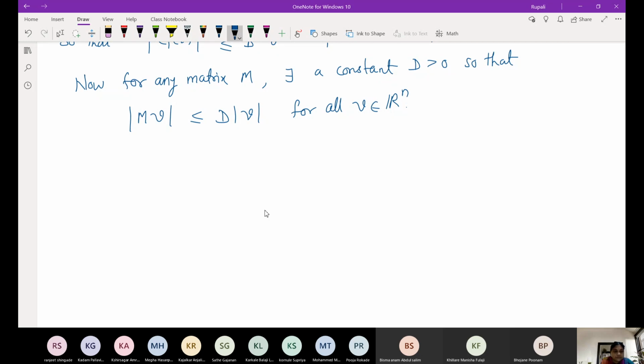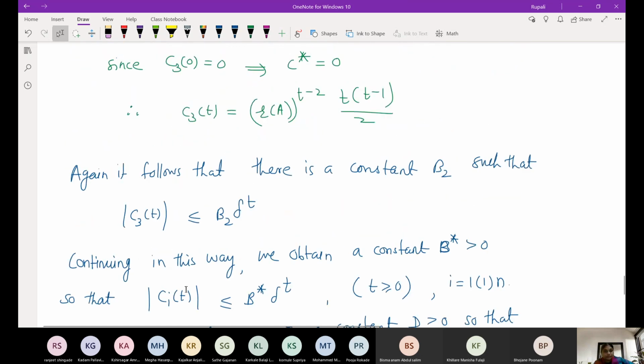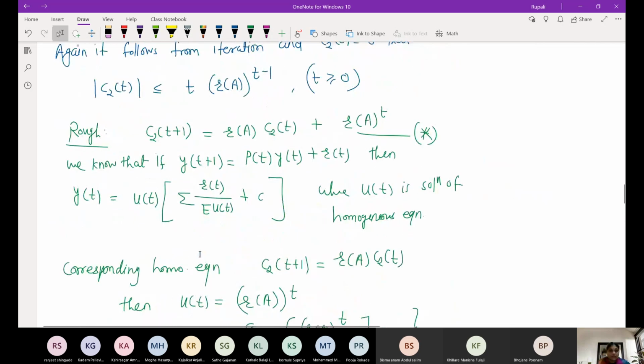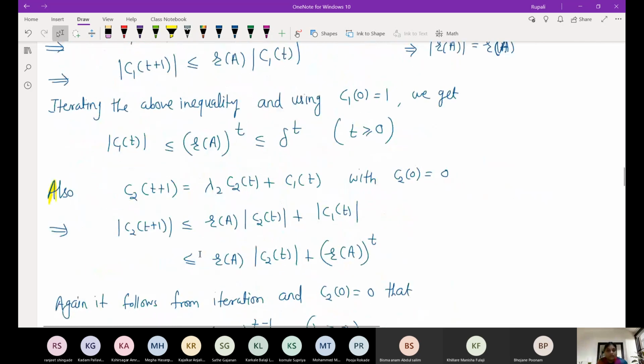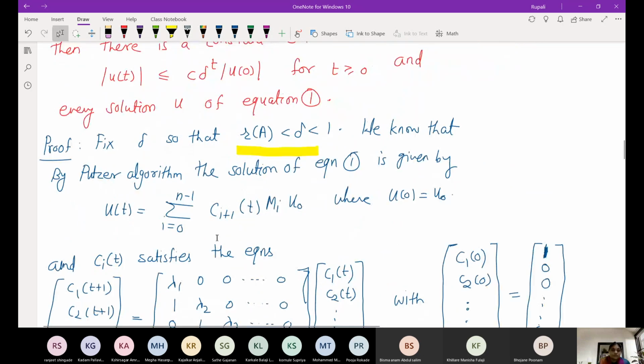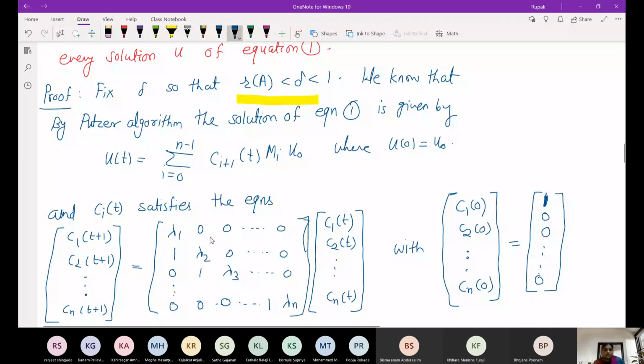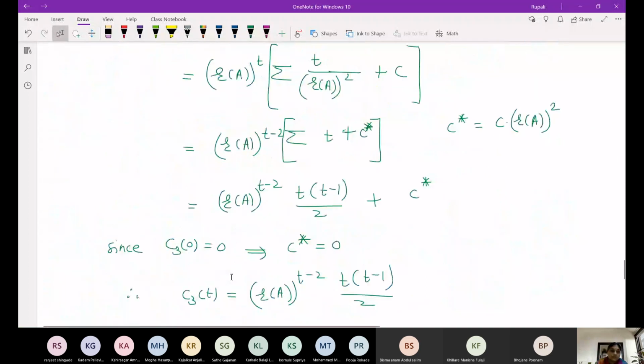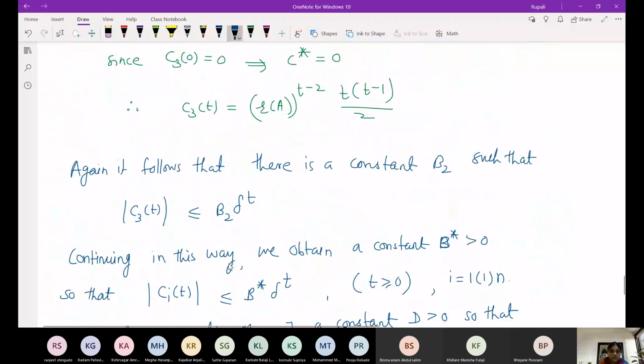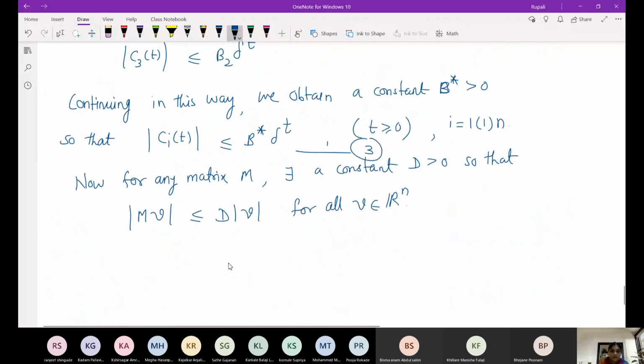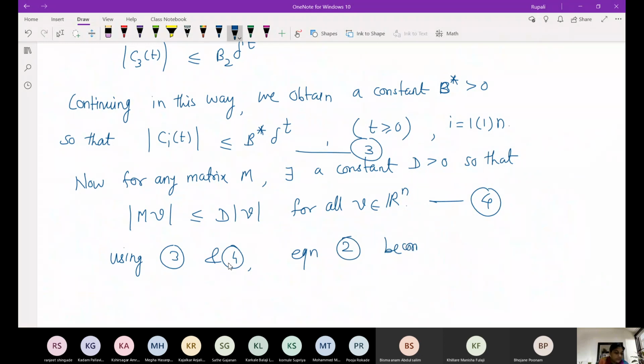So finally, we have given numbers. From 2, you can give number 3 to this, and 4 to this. So using 3 and 4, equation 2 becomes, what is equation 2?